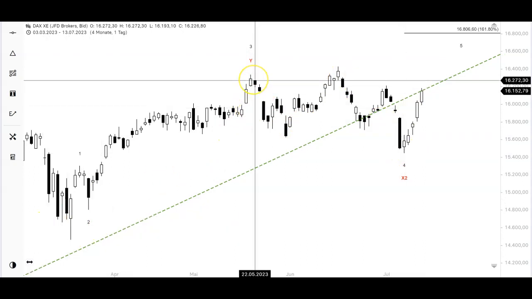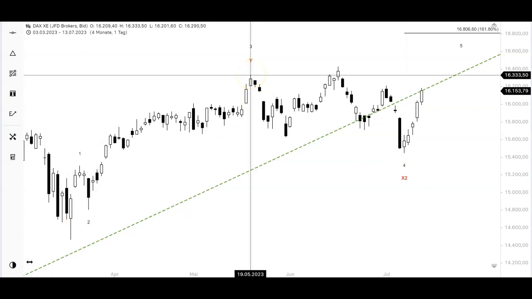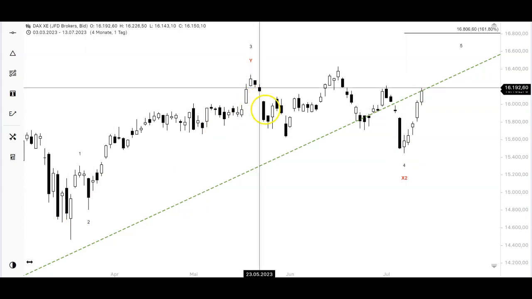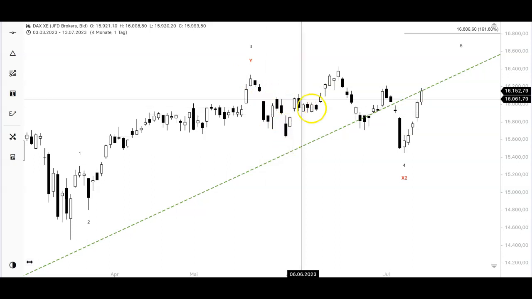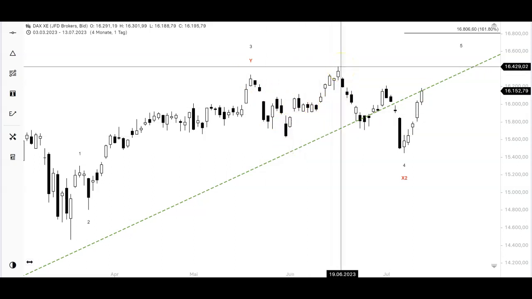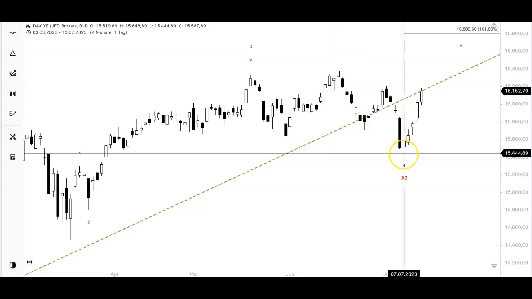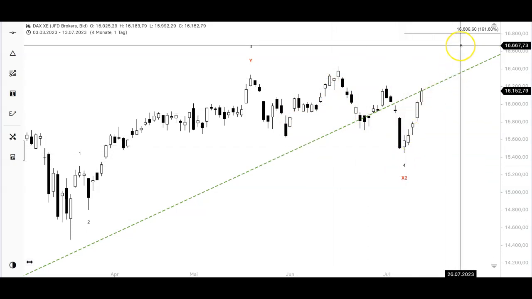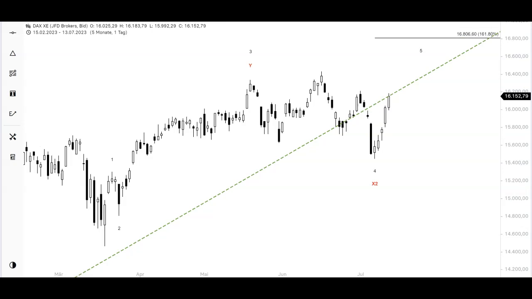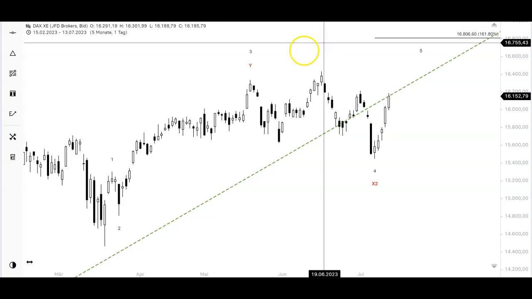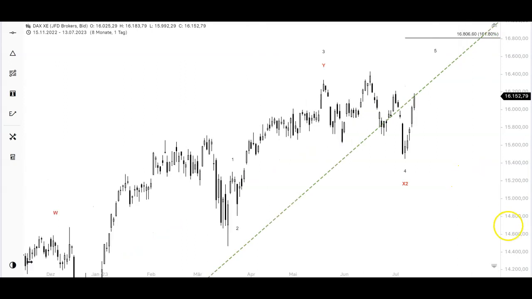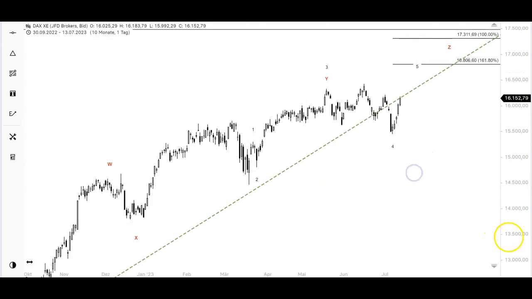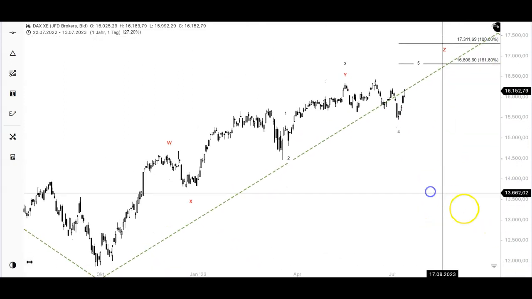So we have a so-called expanding flat correction from that high here, the first all-time high we made. ABC down as leg A, ABC up as leg B, and ABC down as leg C, which is also wave 4, and then the last push as wave 5 to the upside. But there's always a but. I want you to pay attention to these red letters, and once I zoom out, hopefully it becomes a bit clearer for you.